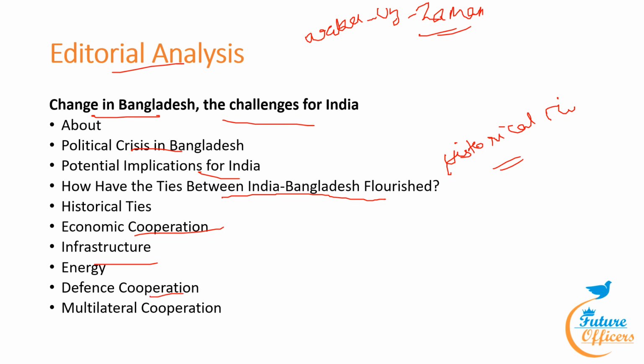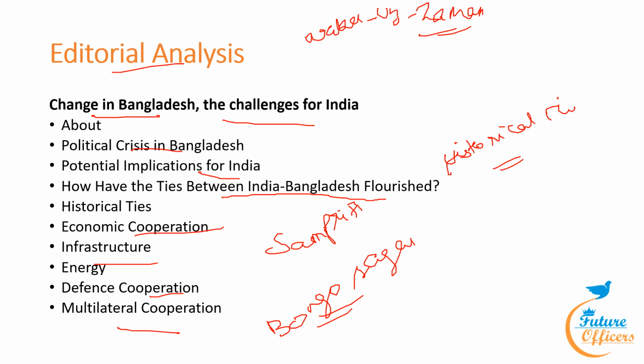Next, defense cooperation. India and Bangladesh share 4096.7 kilometers of border, the longest land boundary that India shares with any of its neighbors. So the two states conduct joint exercises like Army Exercise Sampriti and Navy Exercise Bongosagar. Next, multilateral cooperation. India and Bangladesh are also engaged in regional cooperation through multilateral forums such as SAARC, BIMSTEC, and the Indian Ocean Rim Association.